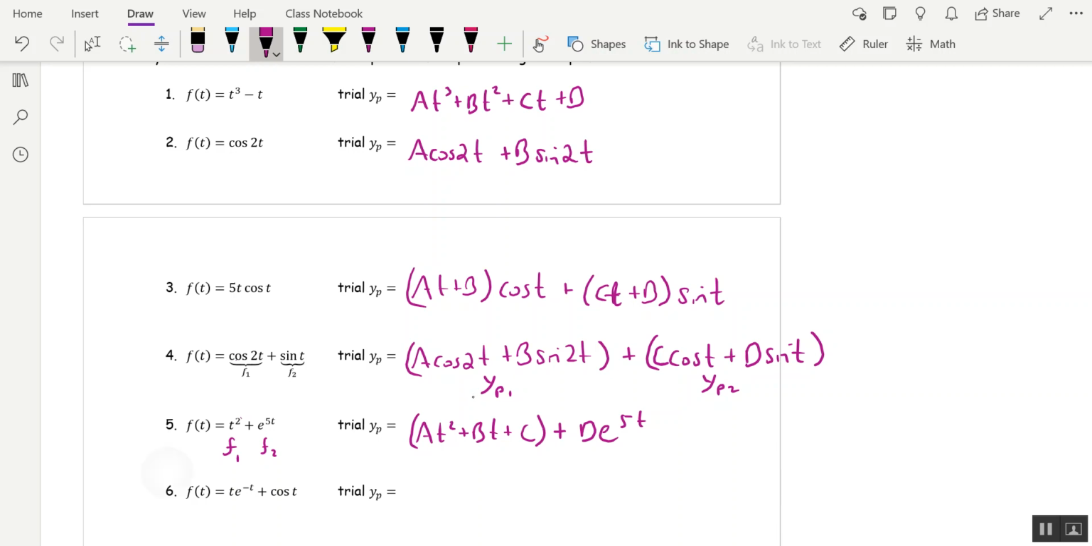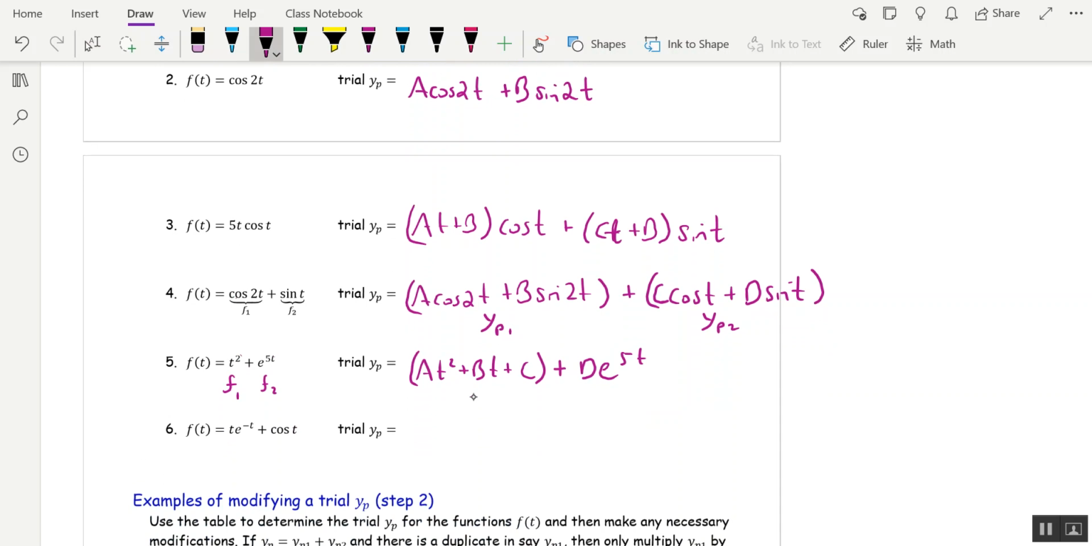The next one, again, it's a YP1 plus a YP2. The first one's going to be a generic linear polynomial, AT plus B, times e to the negative t. That's our YP1. And our YP2 is going to be a cosine plus a sine. So C cos t plus D sine t. Again, it doesn't matter whether you write C sine T plus D cosine T or the way I did it, just as long as you have a cosine there and a sine. This is our YP2.